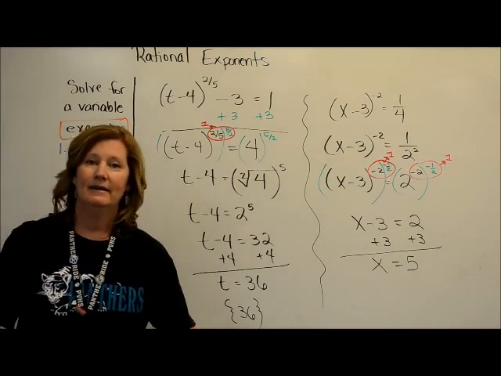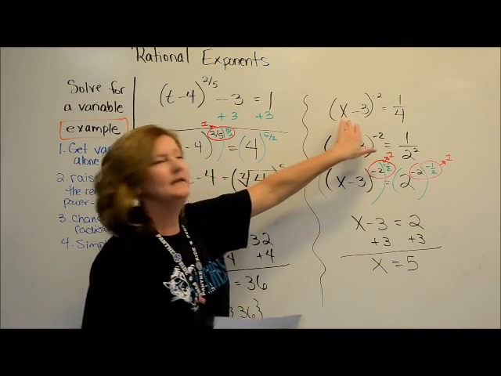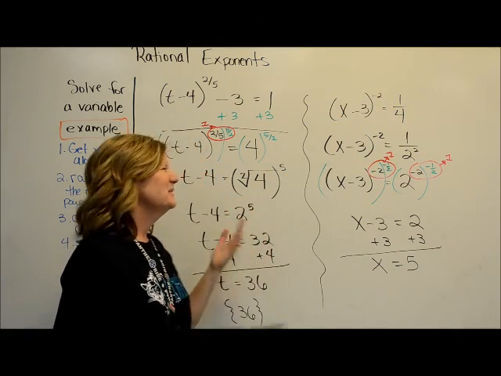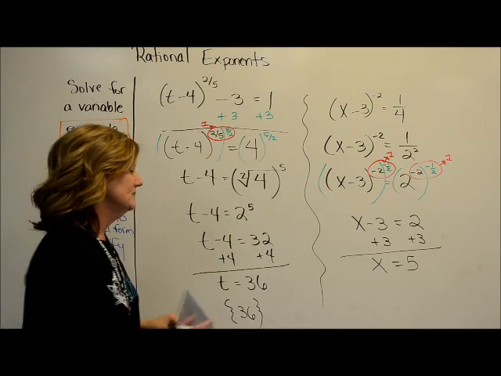And I could put it in there and check it. 5 minus 3 is 2. 2 to the negative second is 1/4, which equals 1/4. That's what I was looking for, right? So that is my solution.